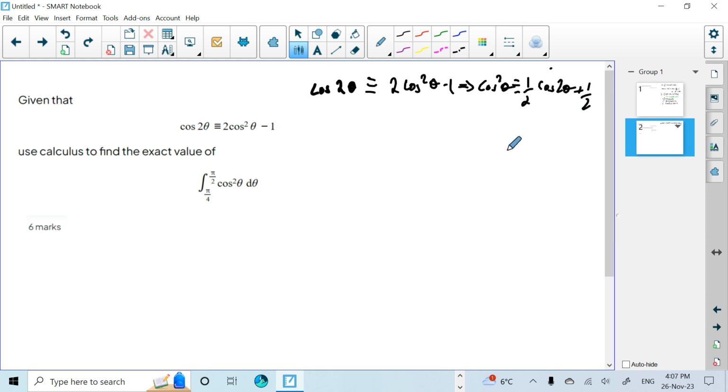Well, that's nice because I can use that. I'll let my integral be something, and again, the textbook recommends that you call it I, is the integral of limits with pi over 2, and pi over 4.